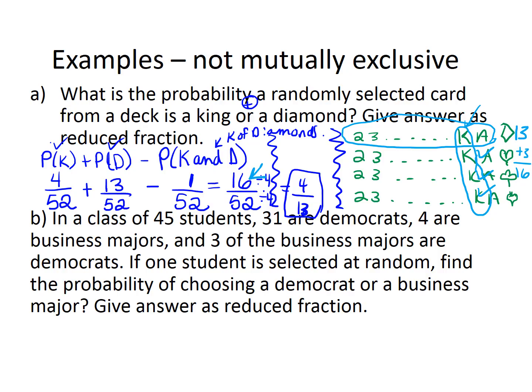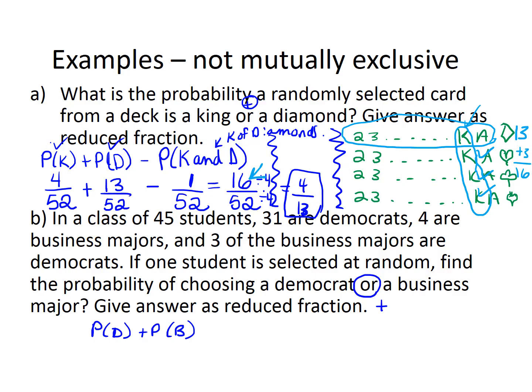In a class of 45 students, 31 are Democrats, 4 are business majors, and 3 of the business majors are Democrats. If one student is selected at random, find the probability of choosing a Democrat or a business major. So there's a total of 45. So if we want or, of course, again, or means to add, so we'll do the probability of Democrat plus the probability of business major.